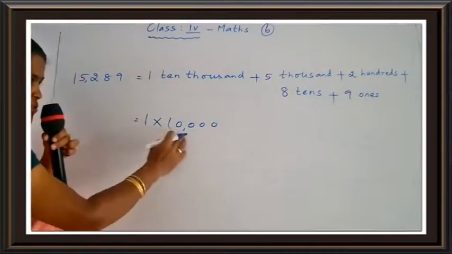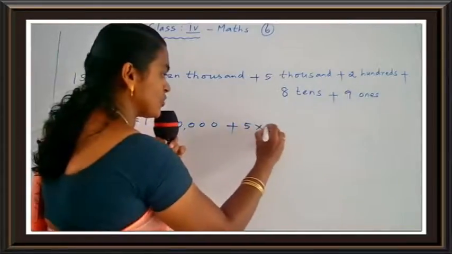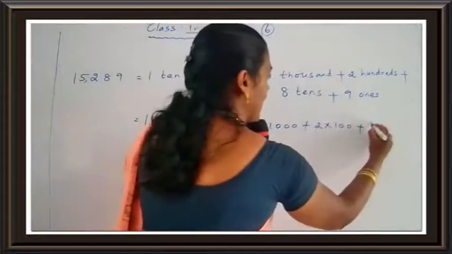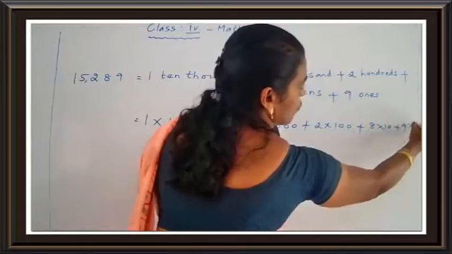Okay, 1 into 10,000 plus 5 into 1,000 plus 2 into 100 plus 8 into 10 plus 9 into 1. So this is the second form.